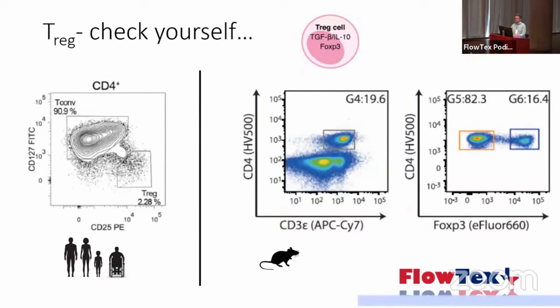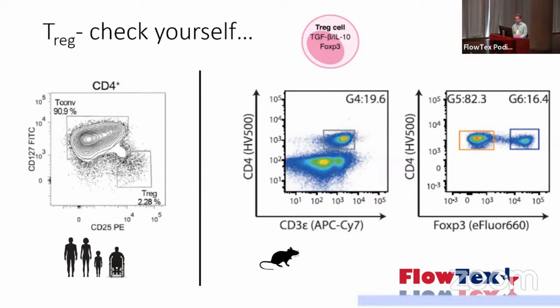Finally, the T regulatory cells. Again, these are the ones that say, whoa, stop. There may be too much immune response happening. Let's slow everything down. And there's a myriad of ways that these cells can do that, including the secretion of TGF-beta or IL-10. Generally, these cells in humans you can identify with surface markers such as IL-7 receptor, or lack thereof, and positivity for CD25.